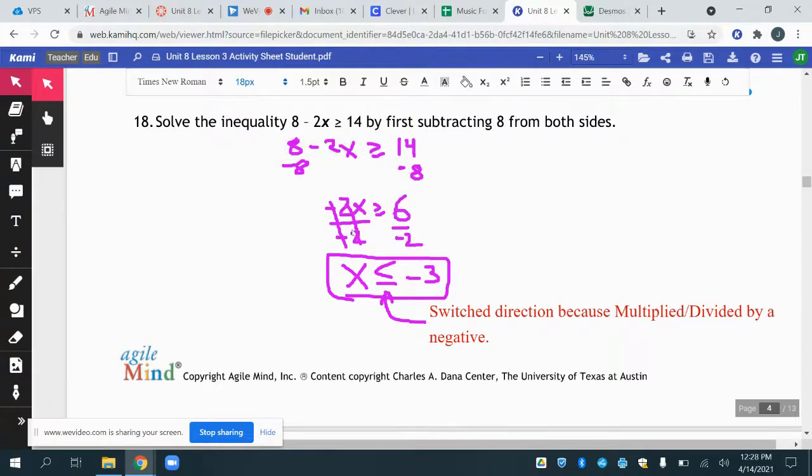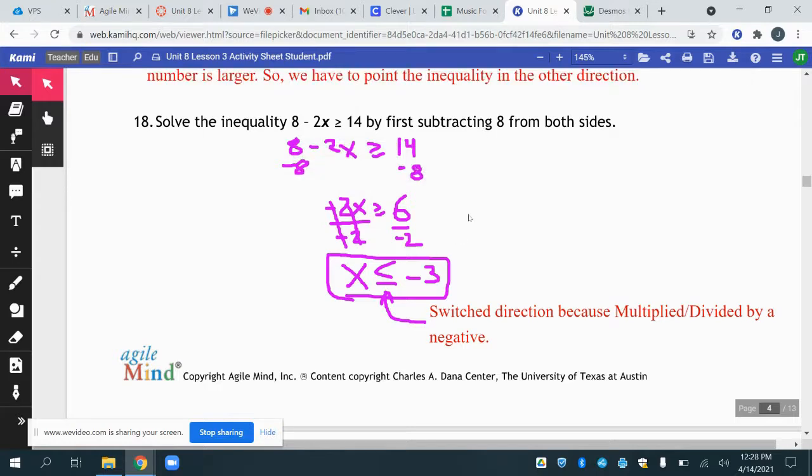I divide by negative 2, but I'm dividing by a negative. So when I go to the next step, I do everything just like algebra, but I have to turn the arrow in the other direction. That's why that's a rule of solving inequalities. You have to turn the arrow around. Hopefully that makes sense. And now I'm going to stop and publish this one before it erases somehow again.